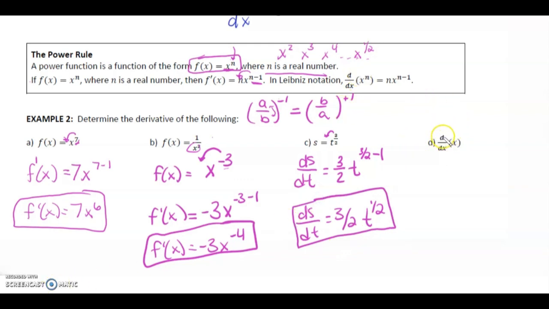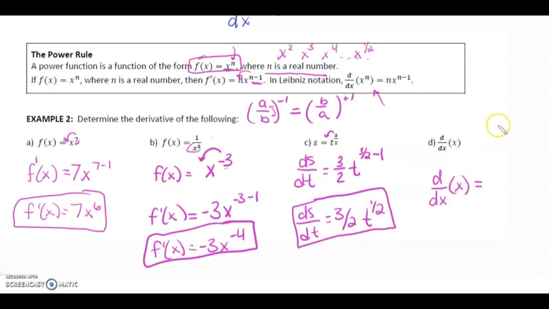So now d by dx of x. This is asking for the derivative of x. So we can say d by dx of x equals, because that's just the notation from like up here.